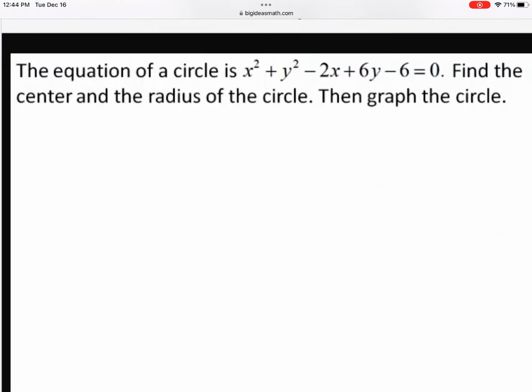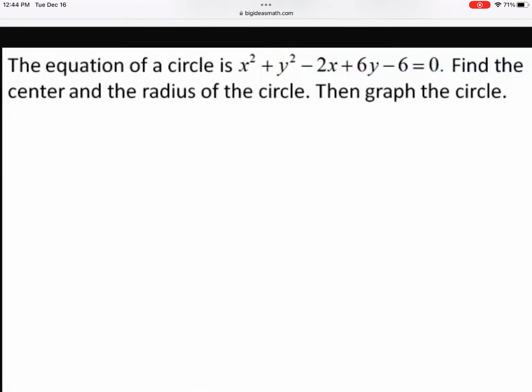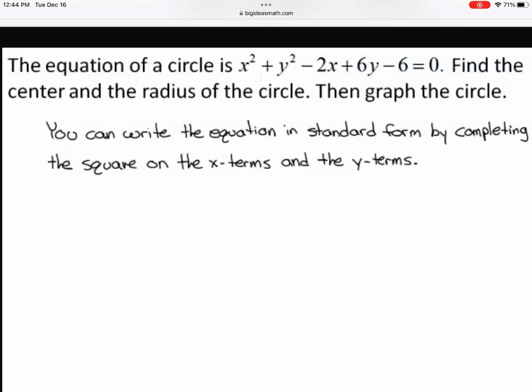The equation of a circle is x squared plus y squared minus 2x plus 6y minus 6 equals 0. Find the center and the radius of the circle. Then graph the circle. You can write the equation in standard form by completing the square on the x terms and the y terms. First write the equation.